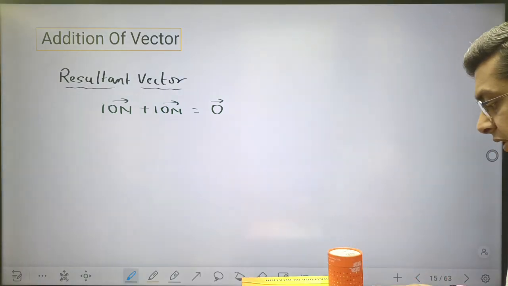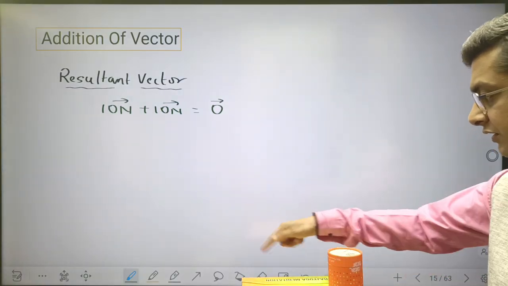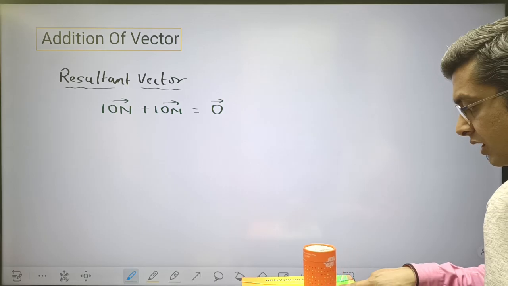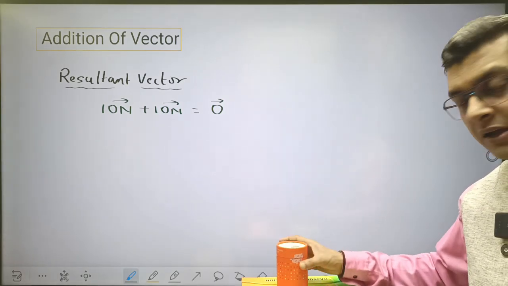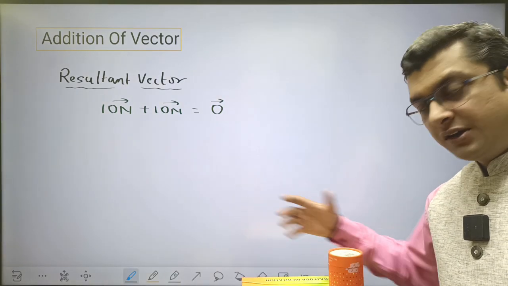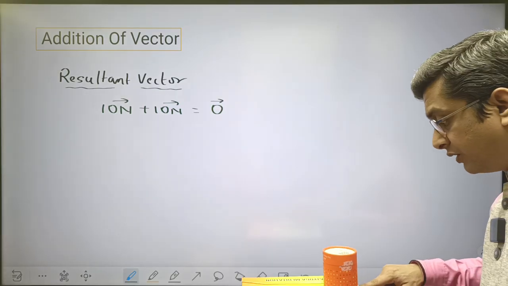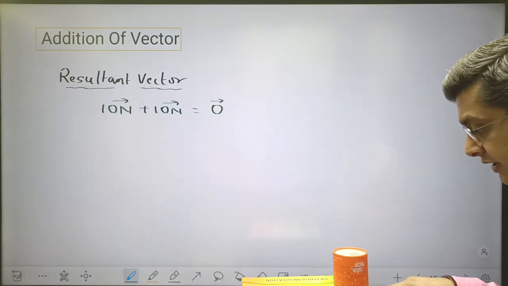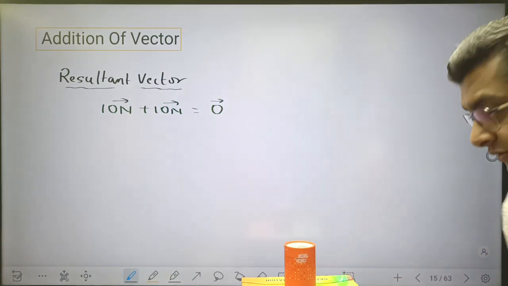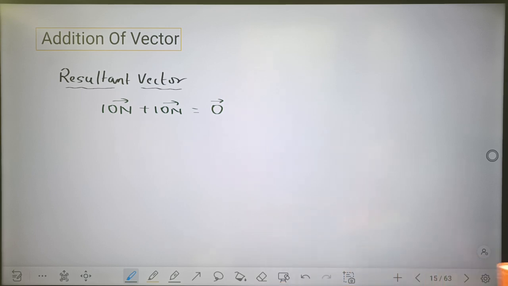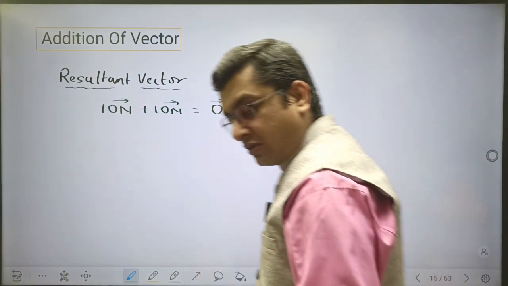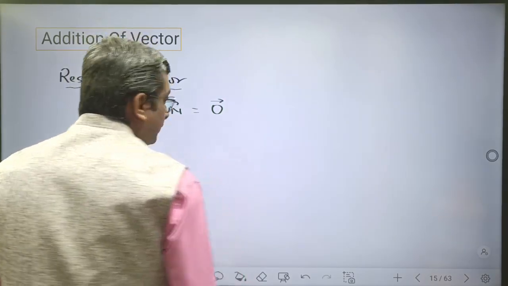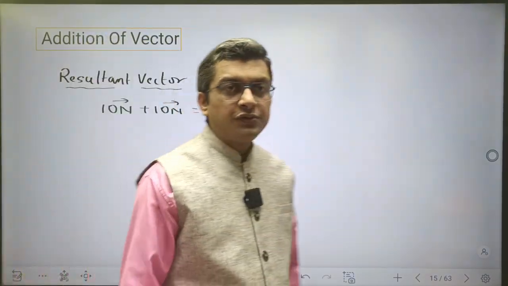For example, if I apply a single force like this one along this direction, it will produce the same effect. The box will move along the same direction as it was moved by the combination of these two forces. So this single force can be termed as the resultant of the earlier two forces. Why? Because that resultant force, that single force, produces the same effect.